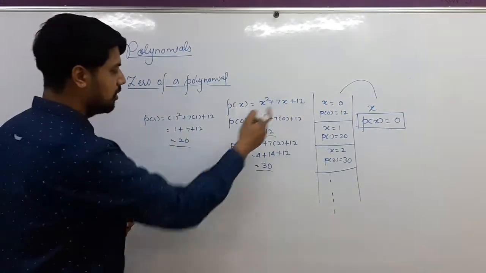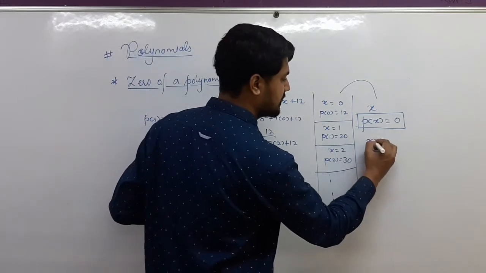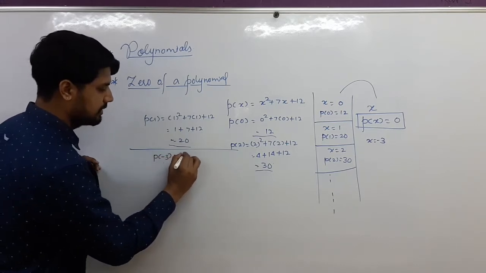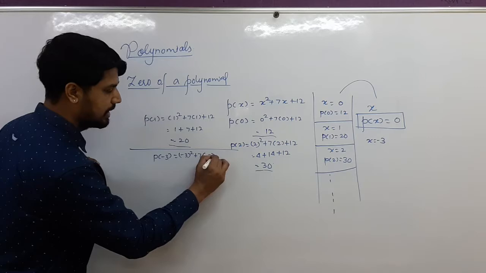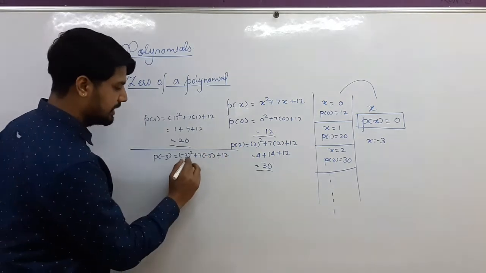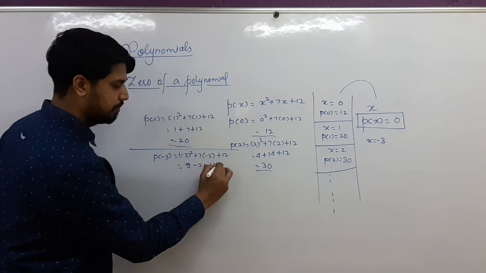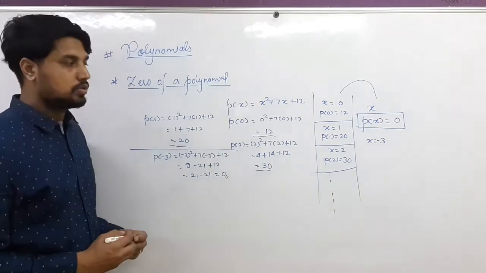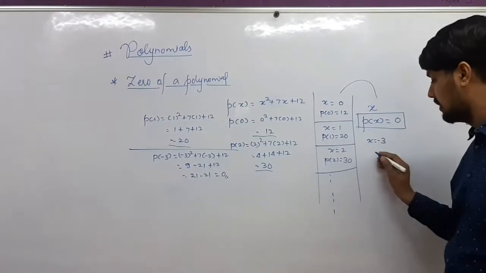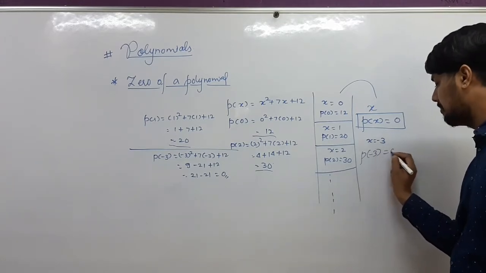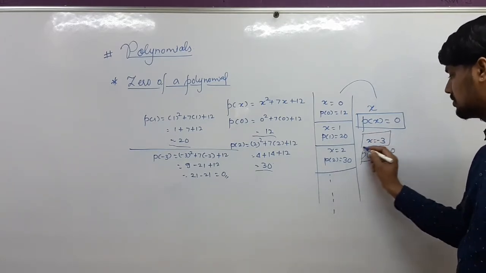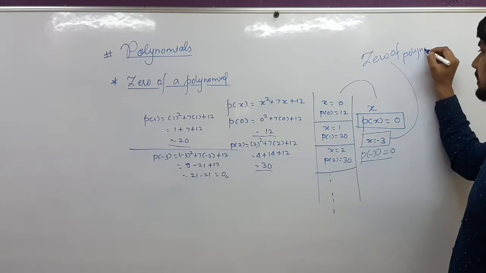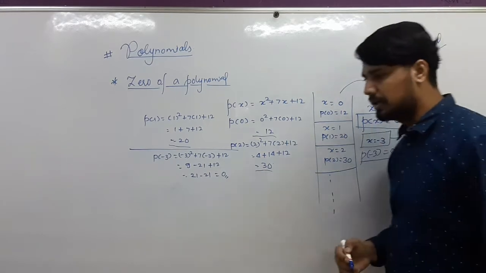So for this polynomial, let's put x is equal to minus 3. When we put x is equal to minus 3, this is minus 3 square plus 7 into minus 3 plus 12. Now minus 3 square is 9, minus 21 plus 12. So 21 minus 21, the answer is 0. So for x is equal to minus 3, the value of my polynomial has become 0. So x is equal to minus 3 is known as a zero of the polynomial. I hope it is clear to all of you.